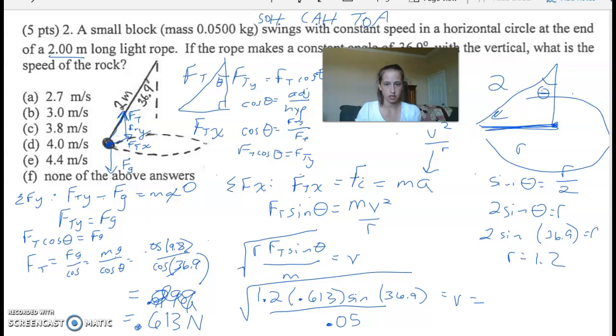Okay, so let's do that. So times 0.613. Don't forget to square root. 2.97. I got 2.97 meters per second. That is closer to 3 than it is to anything else. That was a lot. We did it.